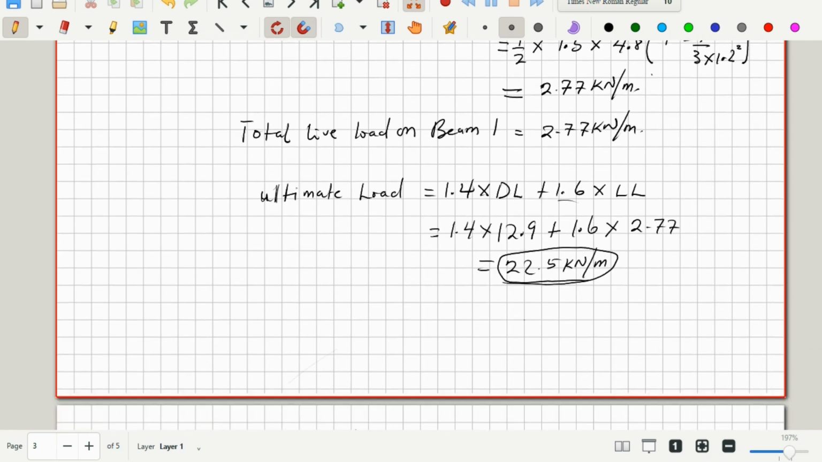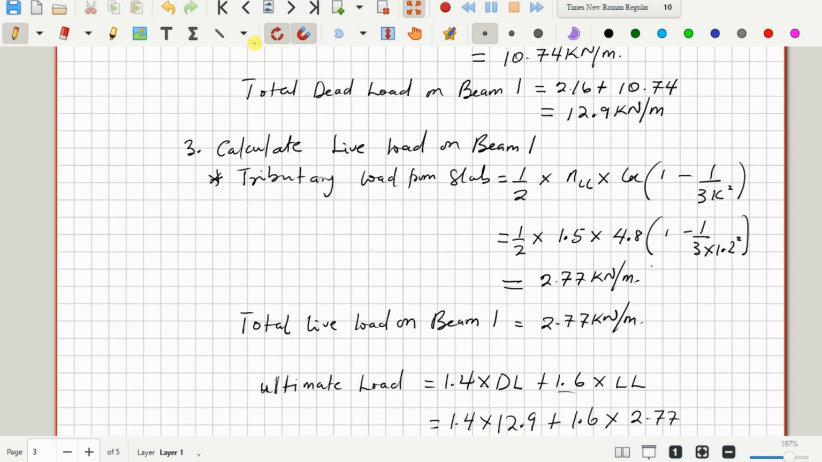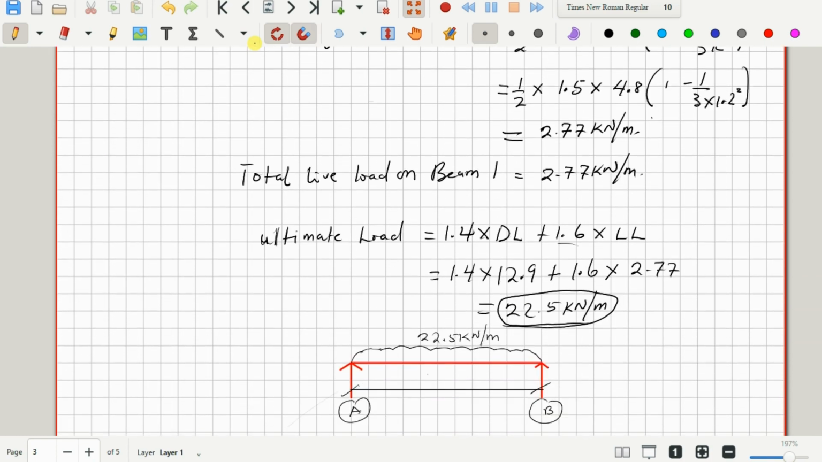So if I just do a quick sketch, we'll have a uniformly distributed load with magnitude 22.5 kilonewton per meter, and this will be our grid line A, and this will be grid line B, and this is the span here. So that is 5.8 meters.